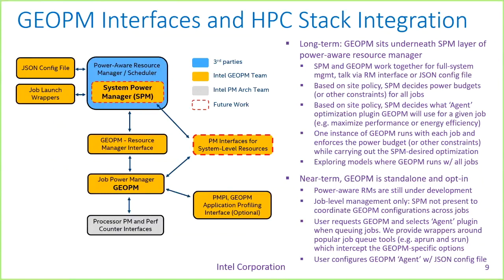We're exploring models where GEOPM runs with all jobs. And in the near term, we've set up GEOPM so that it can run standalone and opt-in. That's because power-aware resource managers are still under development. So in the near term, we'll have job level management only. You can certainly have GEOPM running with every job in the system if you want, and you opt into that. But what's missing is the SPM and coordination across GEOPM instances across jobs. So there's not any coordination of GEOPM optimizations across jobs if you use it today.